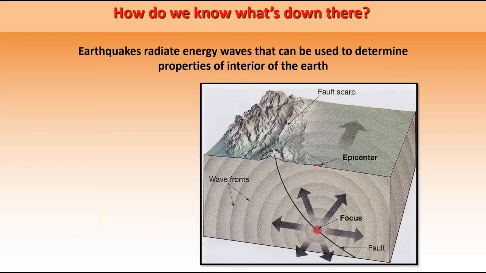Okay, so because we cannot sample directly, how do we know what's going on down there? We do know in some sense because we use the energy that's generated from earthquakes. Yes, earthquakes are bad, but they're also good in that the energy released from earthquakes, called seismic waves, propagates through the entire Earth, and how they move through the Earth tells us something about what's down there.